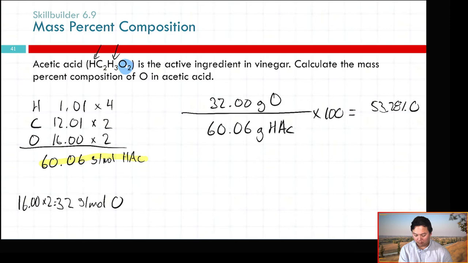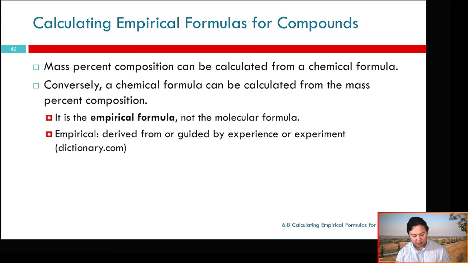And again, this makes sense, right? Because you look at 32, it's about half of the mass. And we know that oxygen has more mass than carbon and much more mass than hydrogen. So you would expect that oxygen would be a fairly large proportion of the mass of acetic acid. So you calculate the mass percent composition just like we did from the chemical formula.